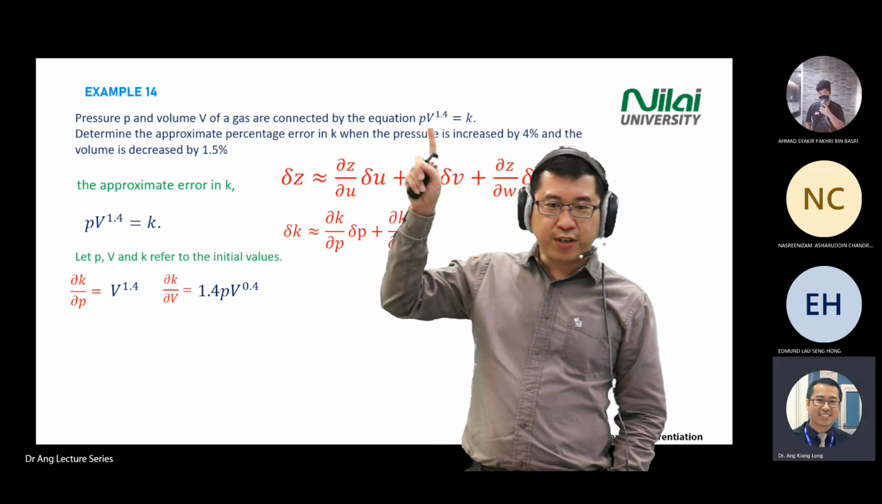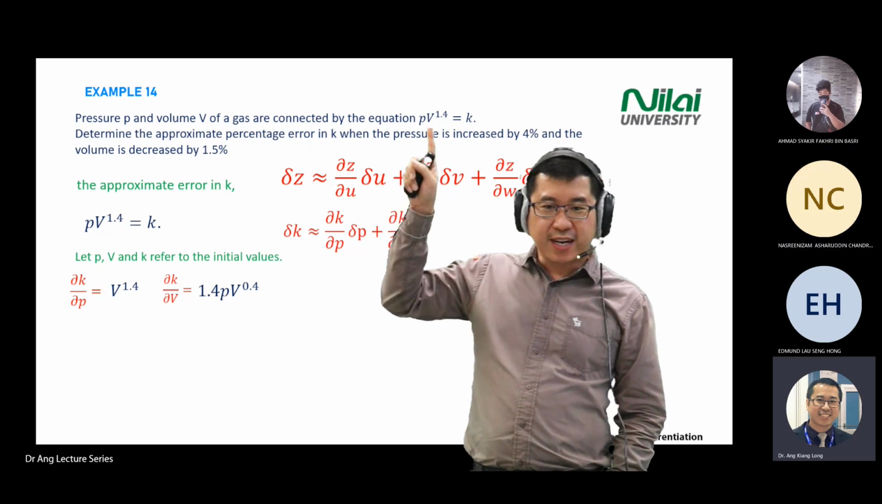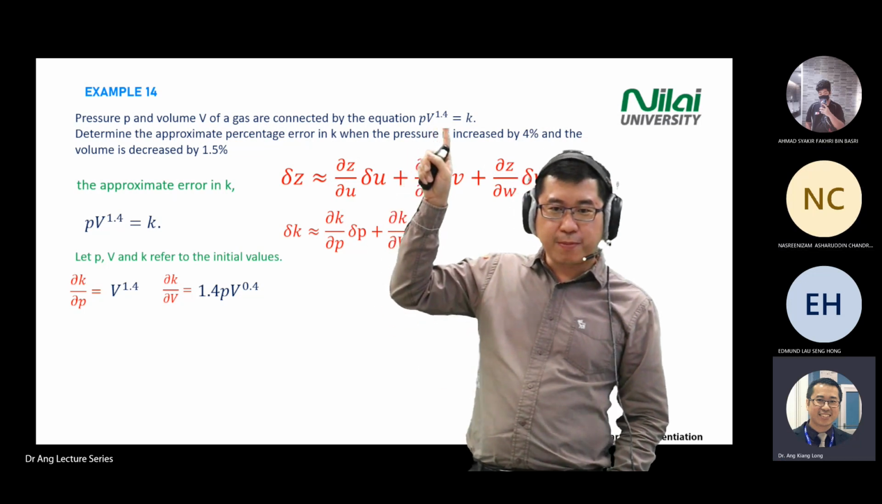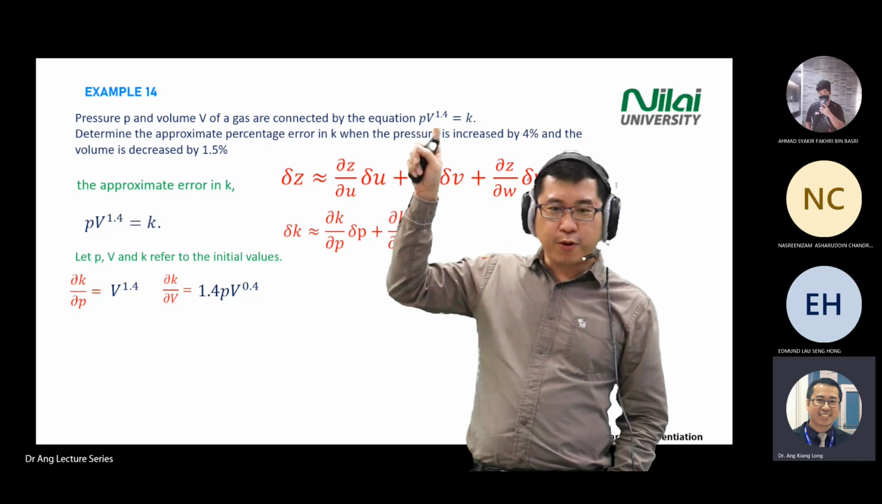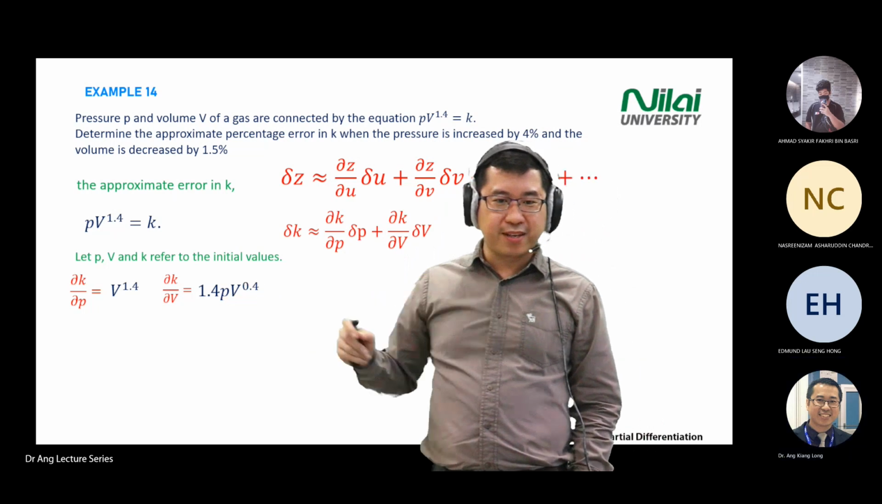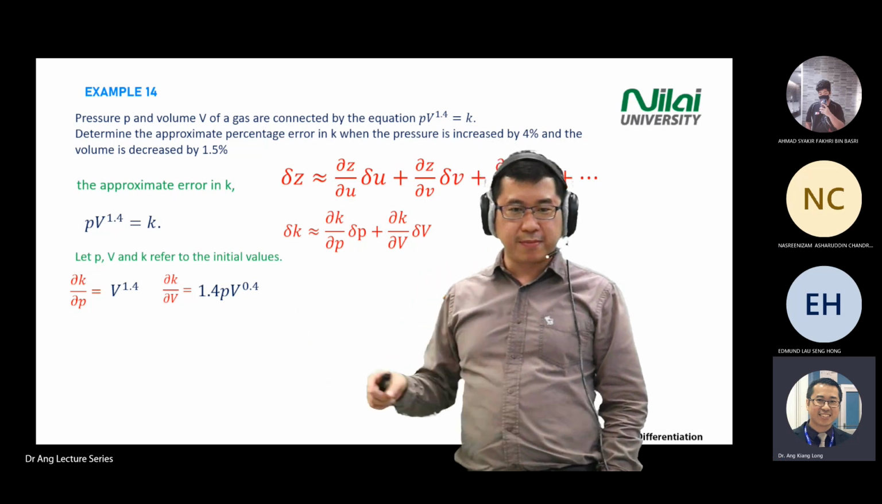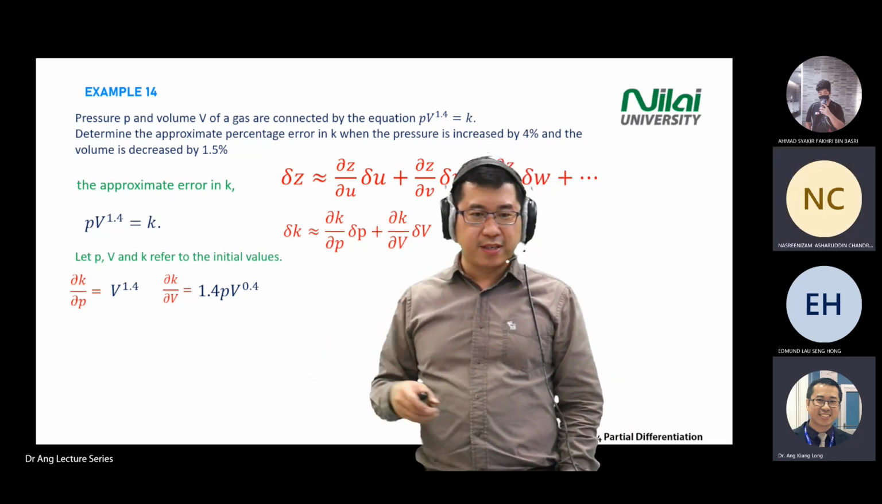You differentiate V, right? You only focus on V. So what you do, you pull the index 1.4 to the front. 1.4 minus 1, you get 0.4. P, you copy. You get this one, right? You get this one, Nizam? You understand? Yeah, I get it.